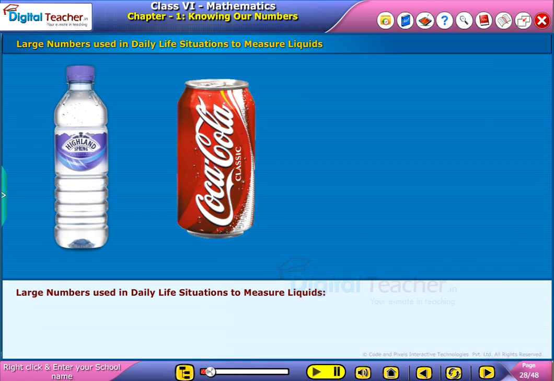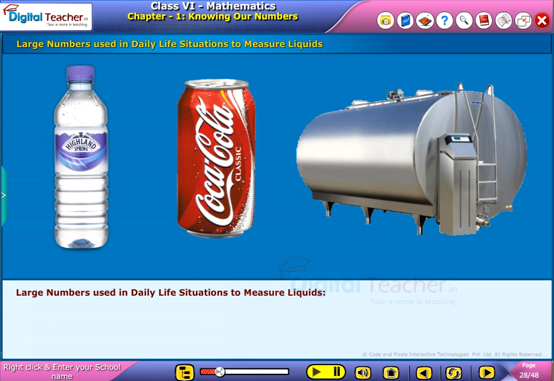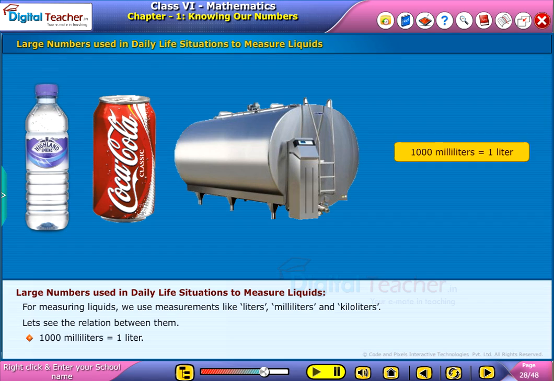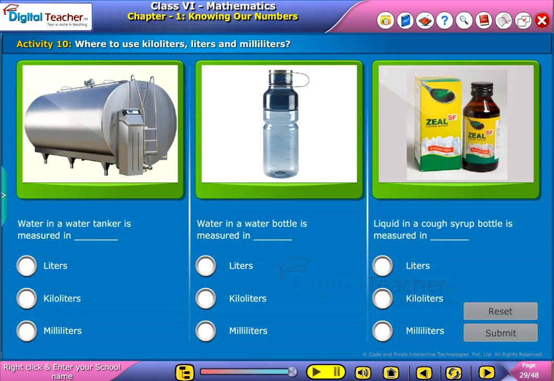Large numbers are used in daily life situations to measure liquids. For measuring liquids, we use measurements like liters, milliliters and kiloliters. Let's see the relation between them. 1000 milliliters is equal to 1 liter. 1000 liters is equal to 1 kiloliter. Let us see where to use kiloliters, liters and milliliters. Click the appropriate options for the following blanks.